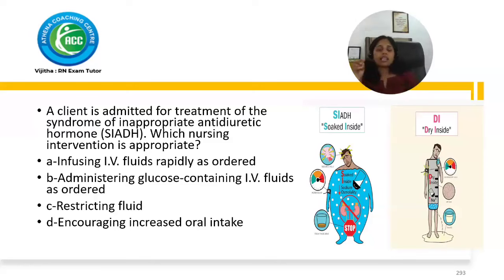So what is SIADH? SIADH is exactly the opposite of diabetes insipidus. In diabetes insipidus, ADH is less, but in SIADH, ADH is increased. So vasopressin is increased in SIADH, whereas vasopressin is less in diabetes insipidus. So what is the difference between this? In diabetes insipidus, there will be dehydration, but in SIADH, the fluid gets accumulated more and more.